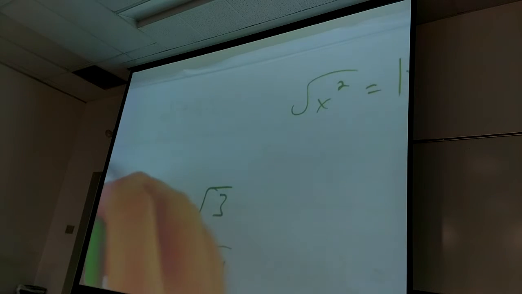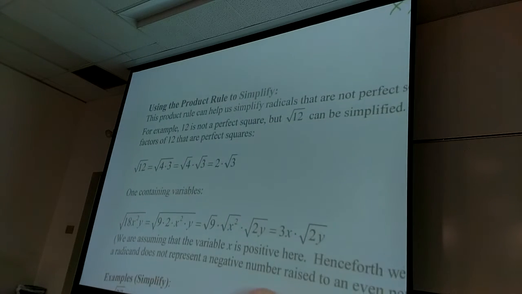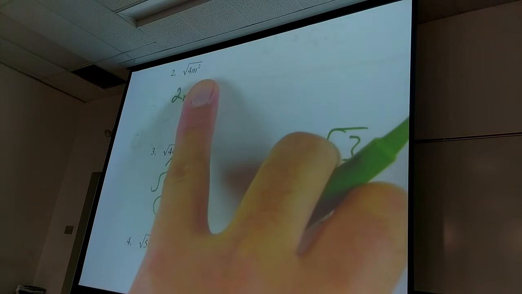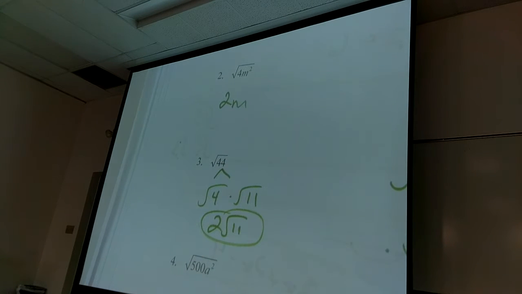Now, why is this one okay to do like that? Because they said, henceforth, ooh, I like that. Henceforth, we will make the assumption that a radicand does not represent a negative. They're saying that the variables won't be negative. And one reason we do that is just because there's too much other stuff going on, really, for us to remember to put absolute values around everything. Okay.